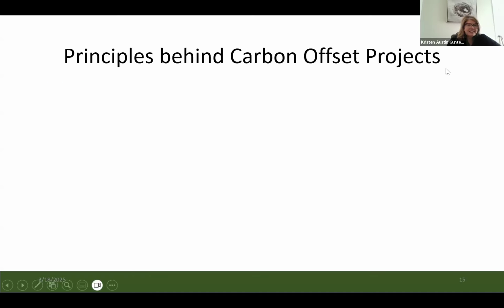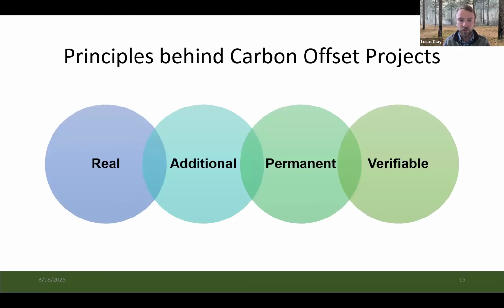Thank you. Sounds good. So the next step is the principles behind the carbon offset projects. And these principles are really what govern how these projects sequester additional carbon in the environment. And then they also show how these projects have integrity. So there's been a real push to make sure that these projects have high quality, high integrity, which means they're sequestering the carbon that they say they do. So those principles are going to be real, additional, permanent, and verifiable carbon credits.